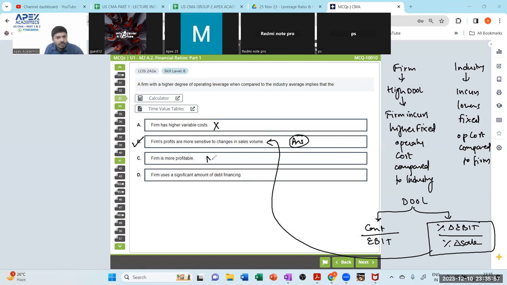Firm is more profitable, not necessary. The firm has a significant amount of debt financing. This is degree of financial leverage if it is using debt financing, not degree of operating leverage. So this is not your answer. What is your answer? Your answer is option number B. Take a screenshot, please. Done, sir. This is your answer right here.